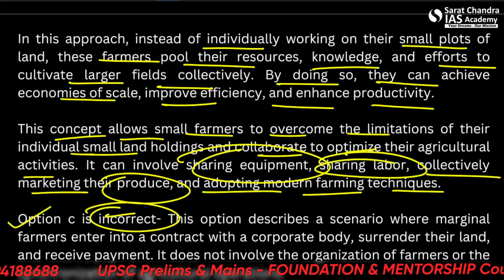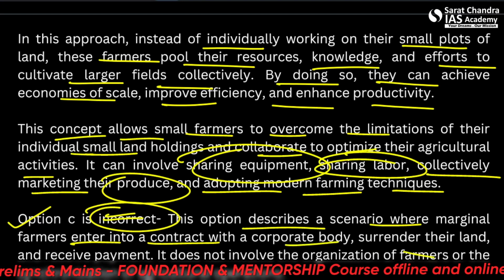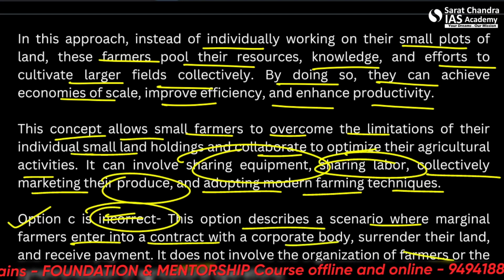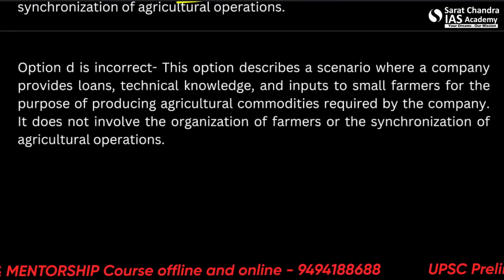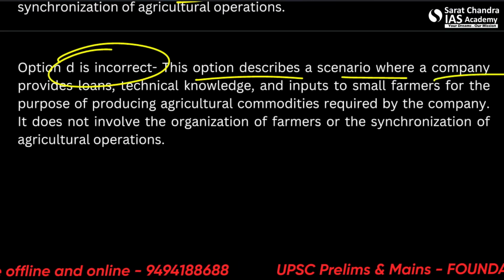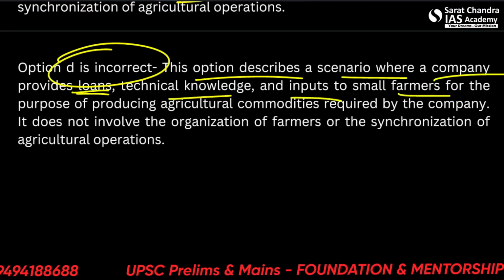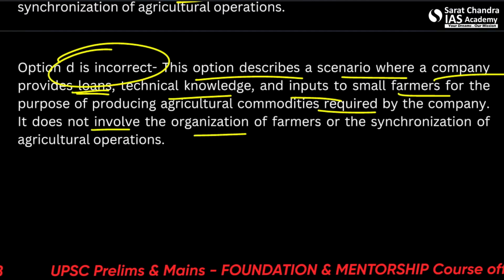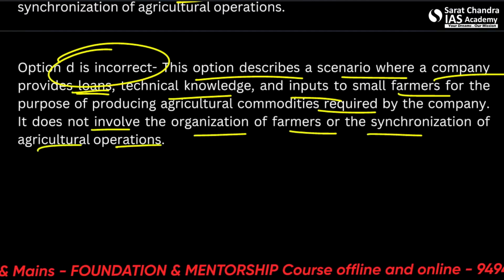Option C is incorrect. This option describes a scenario where marginal farmers enter into a contract, surrender their land, etc., but it does not involve the organization of farmers and collective operation. Option D, on the other hand, is also incorrect. This option describes a scenario where a company provides loans, etc., and inputs to small farmers, but it does not involve the organization of farmers or synchronization of agricultural operations. So this is what we saw here.